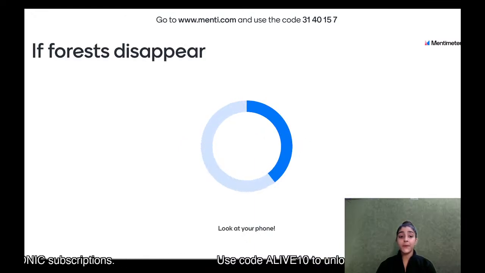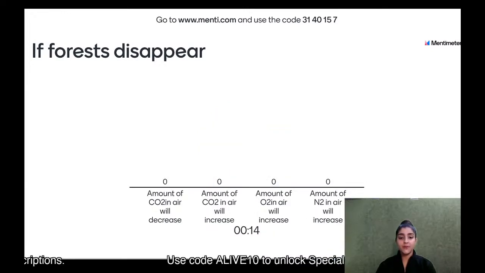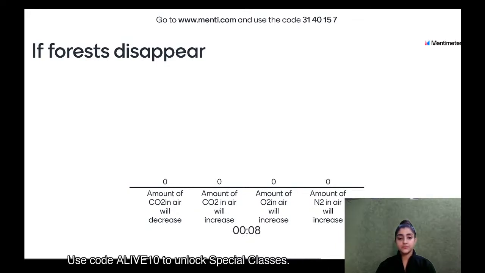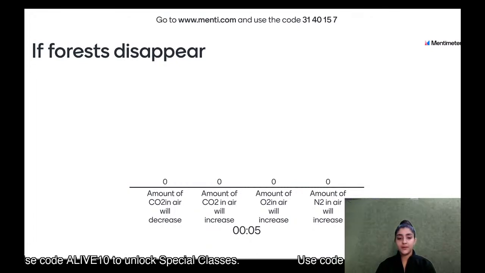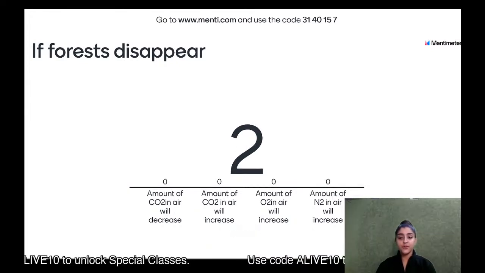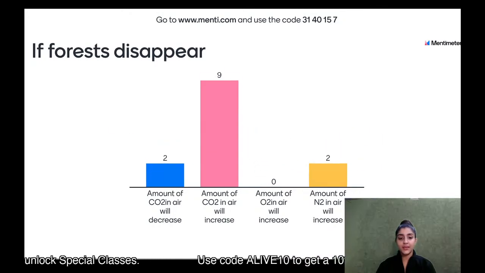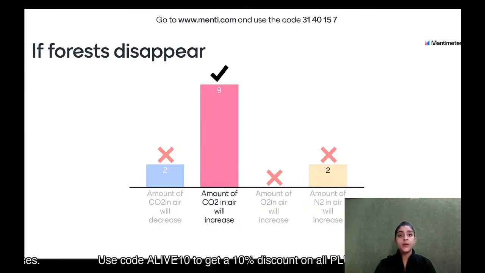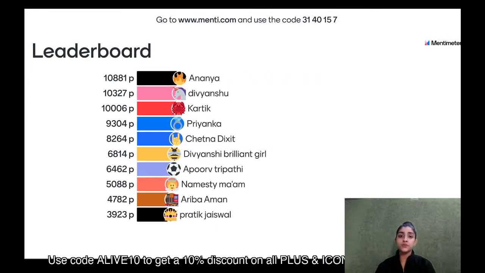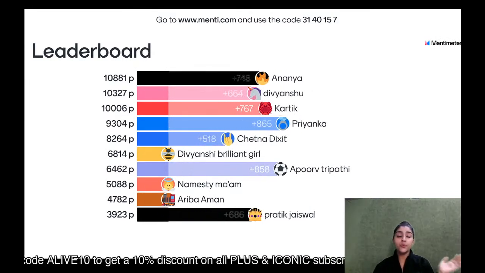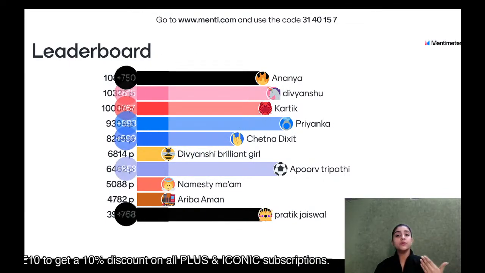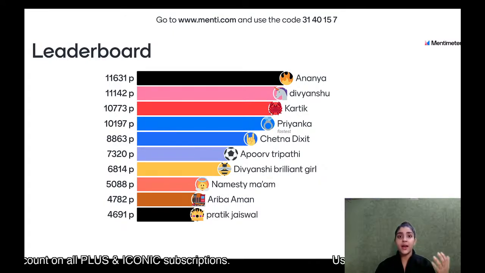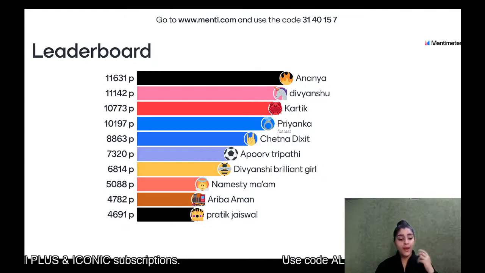If forests disappear, then what is going to happen? Lots of you already answered. That's a good thing. Yes, absolutely. So the amount of CO2 will increase. Why? Because the forest will not be able to absorb all the CO2 present in the environment, and because of that they will not produce oxygen. So the amount of CO2 that we are also repeatedly releasing will keep increasing, and forest will not be able to purify it.